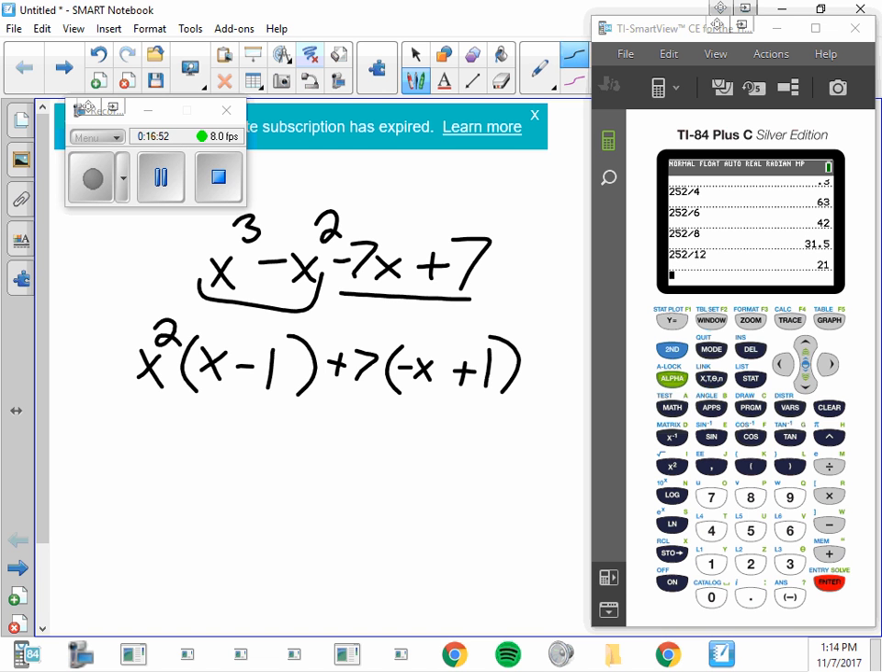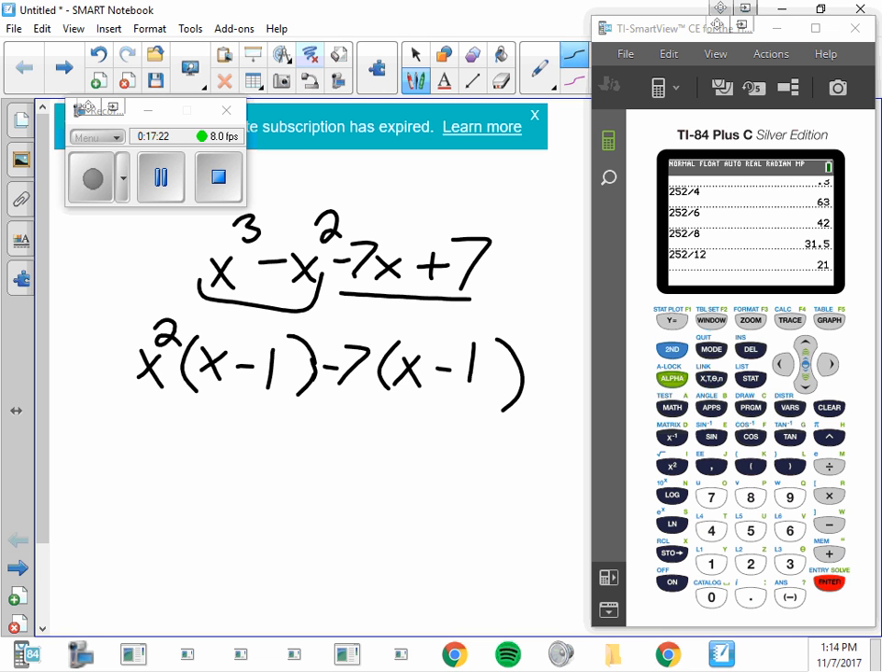No. But could we make them match? How? Well, let's start this over. What should I take out? Negative 7. If I take out a negative 7, then this is x, and that would be negative 1, and now they do match.